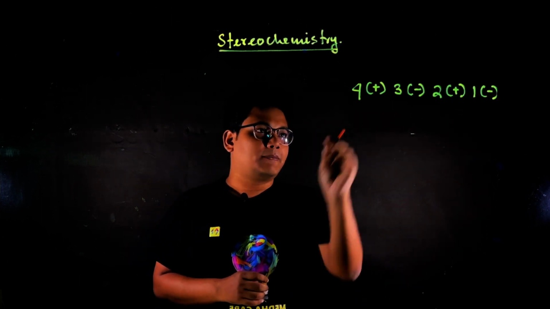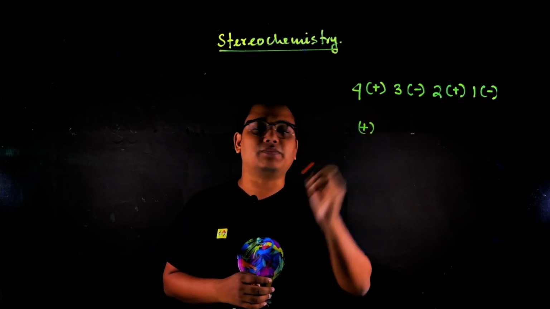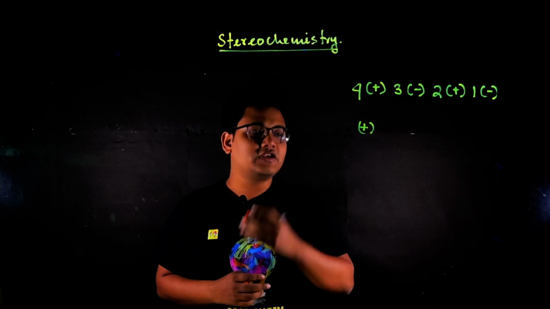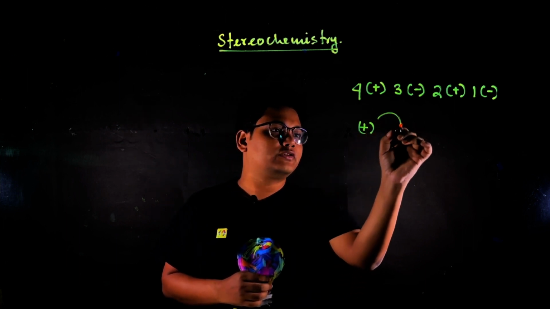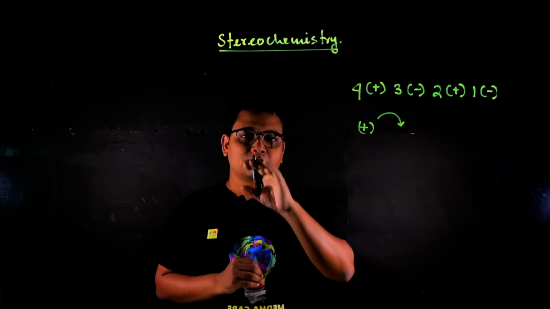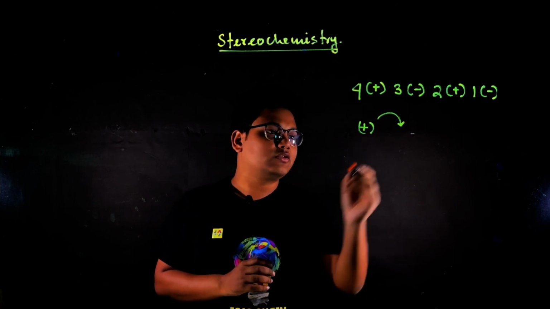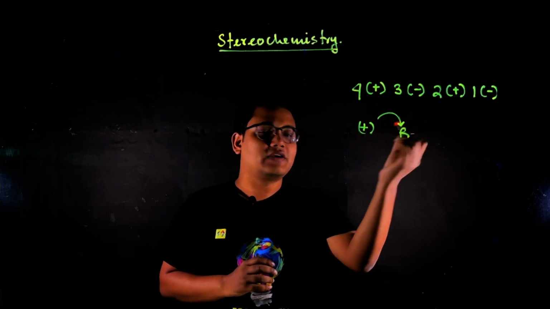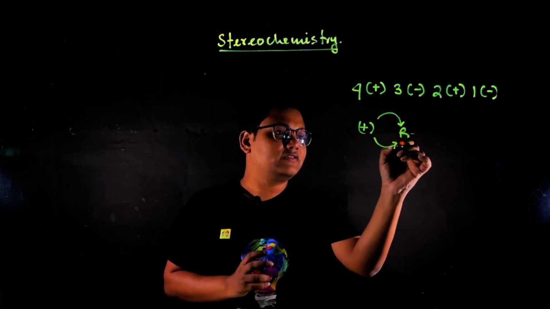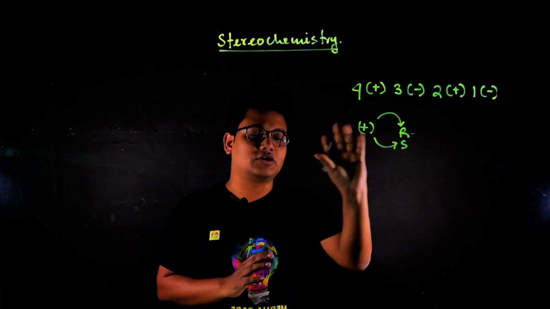Here the plus means positive. Positive means the normal CIP rule. So according to the CIP rule, if the fourth group is below the plane and the priority of the other three groups is in clockwise direction, then we call it R. I mean clockwise R and anti-clockwise S. This is the normal CIP rule. So plus means normal rule.